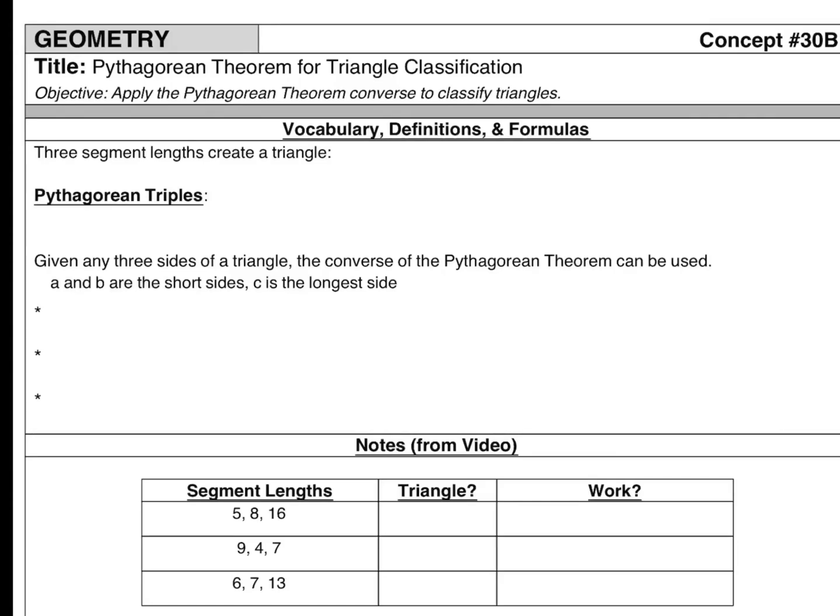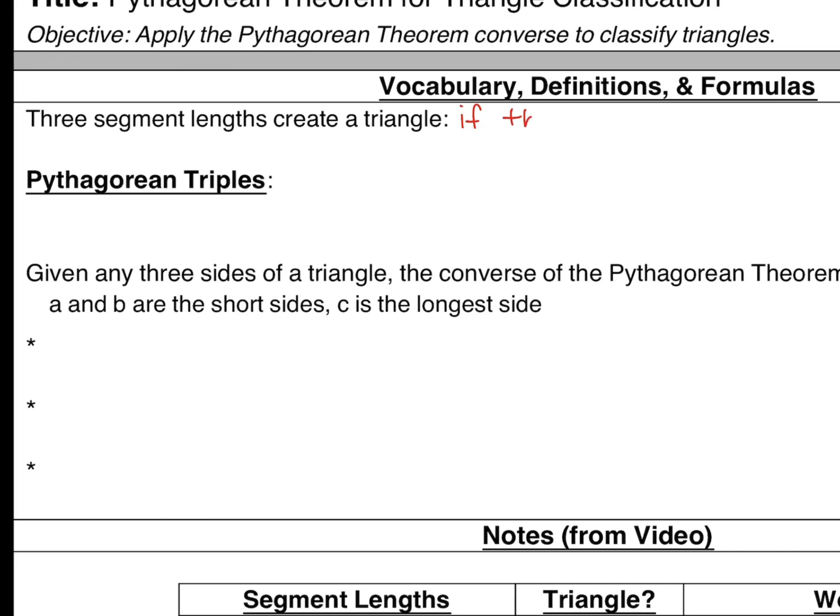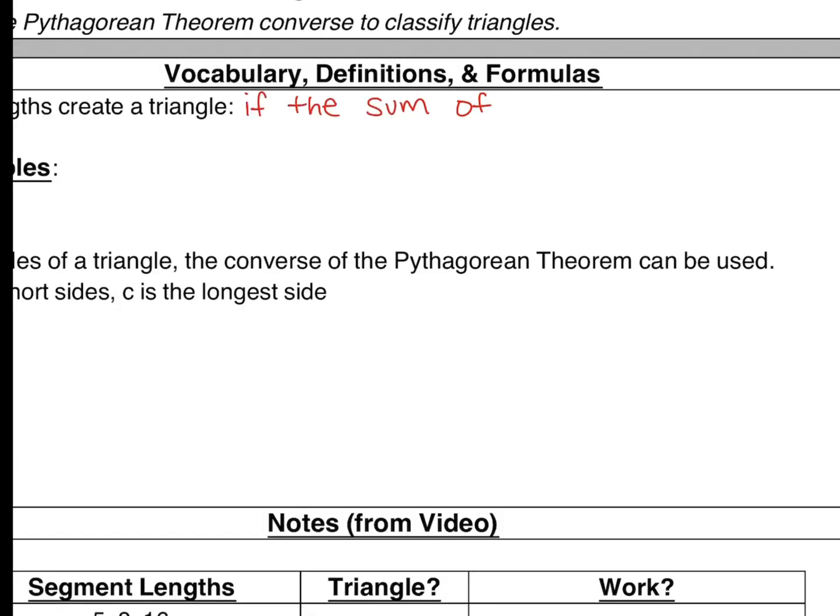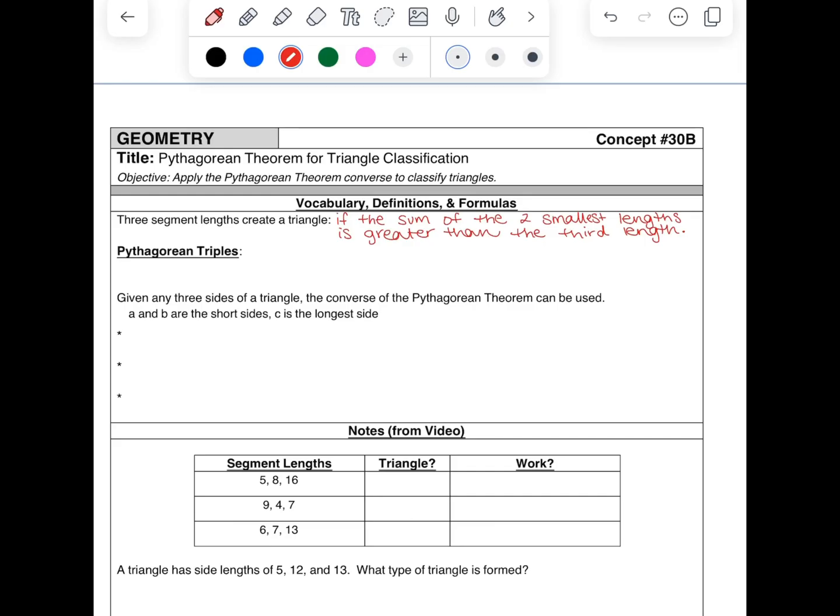C30B is about Pythagorean theorem for triangle classification. The first definition states that three segment lengths create a triangle if the sum of the two smallest lengths is greater than the third length.